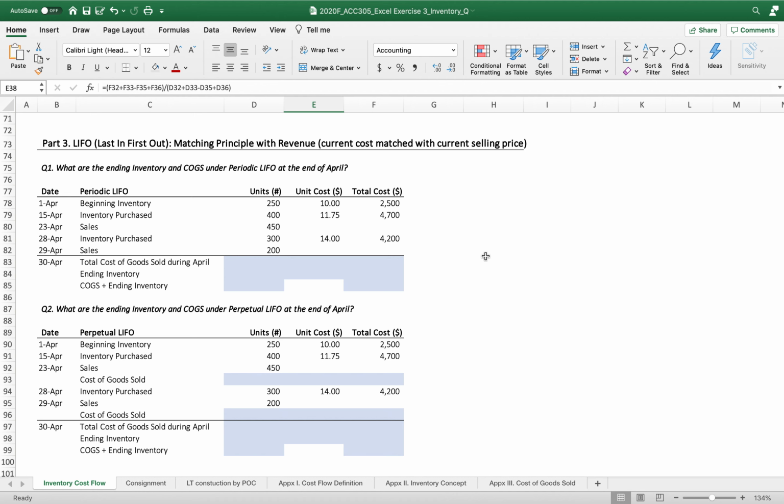Let's get started. Part 3, the LIFO, last in first out, based on the matching principle with the revenue. That means that we consider current cost matched with current selling price. Question 1, what are the ending inventory and cost of goods sold under periodic LIFO at the end of April?